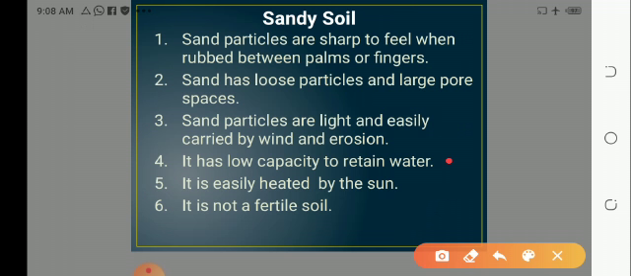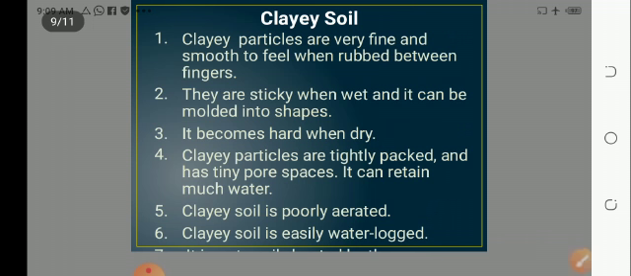Sand is easily heated by the sun, and it is therefore not a fertile soil for agricultural purposes. Now, we go ahead from characteristics of sandy soil to that of the clay soil.